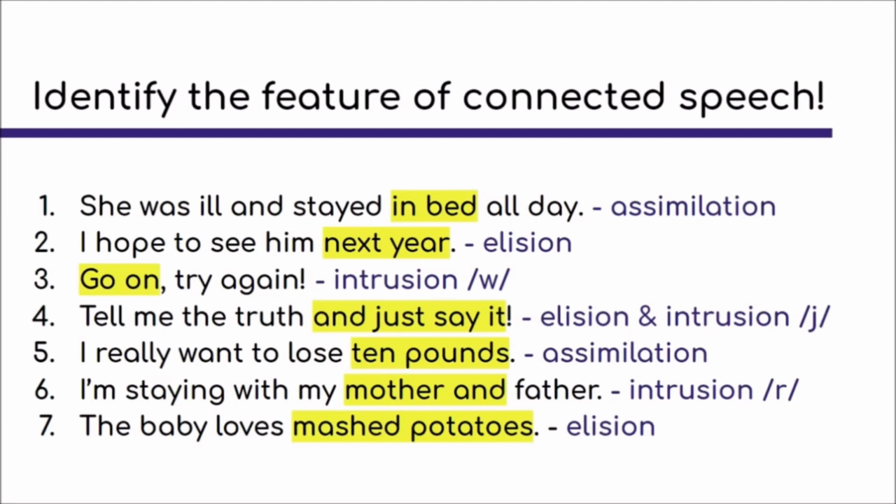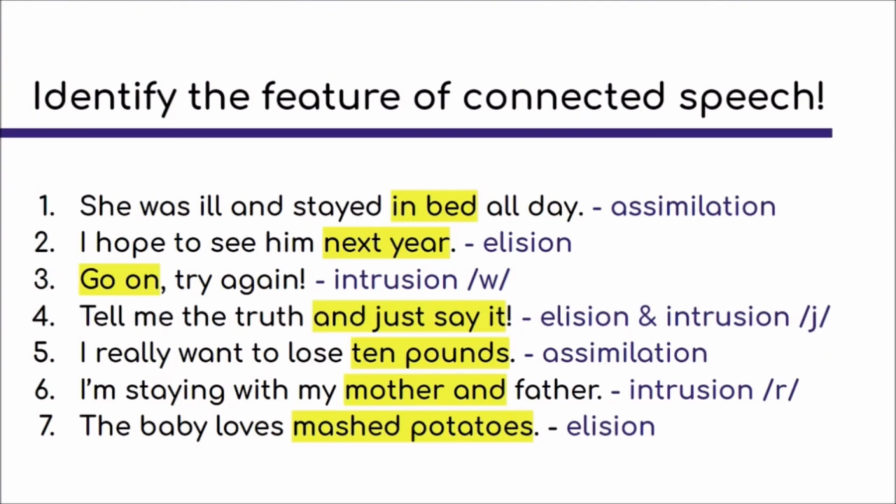Number 2, I hope to see him next year. There is elision and the t is dropped, the final t in next year. And number 3, go on, try again. There's intrusion here. We have a w appearing between go and on, go won.